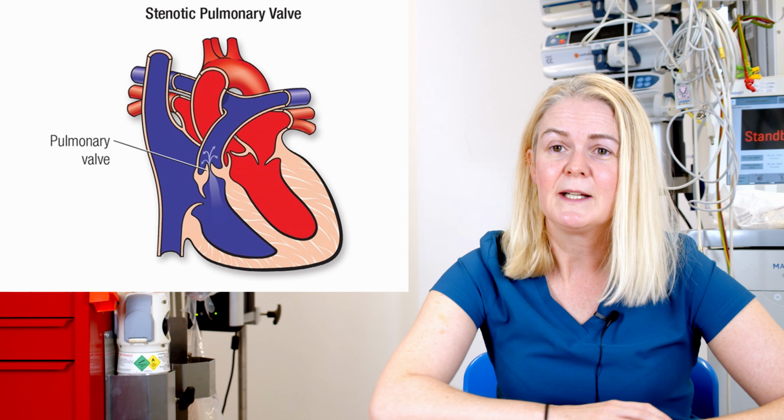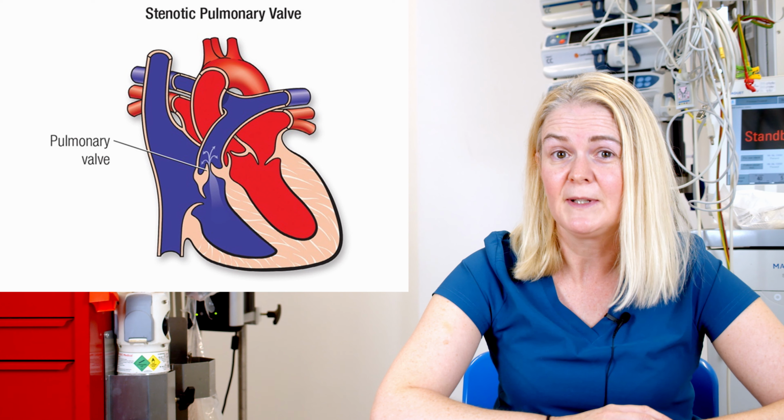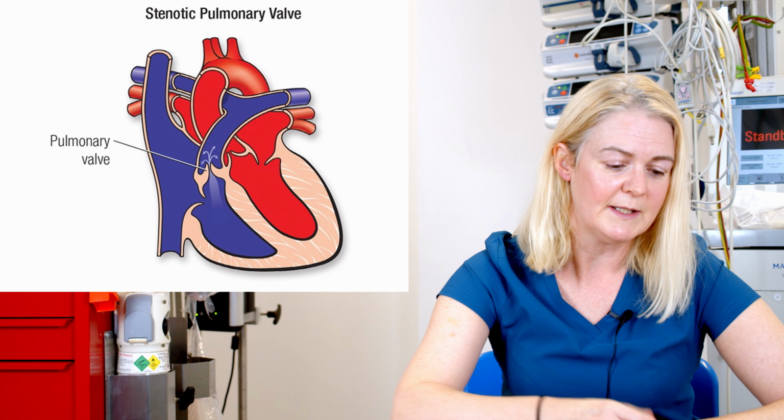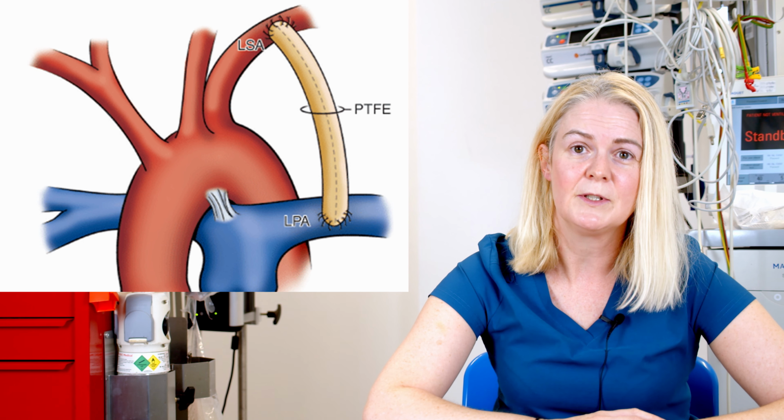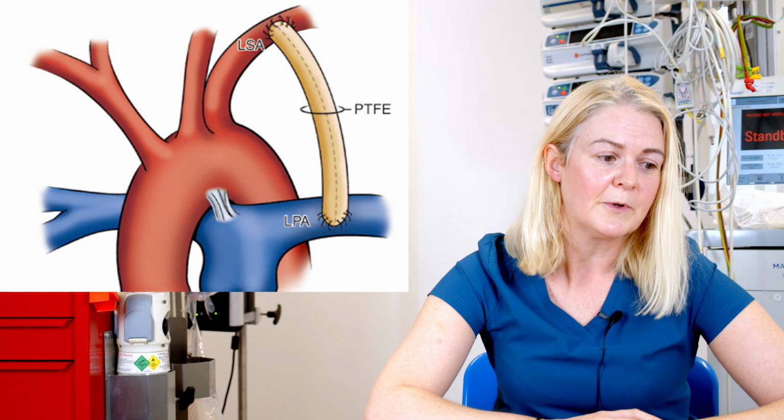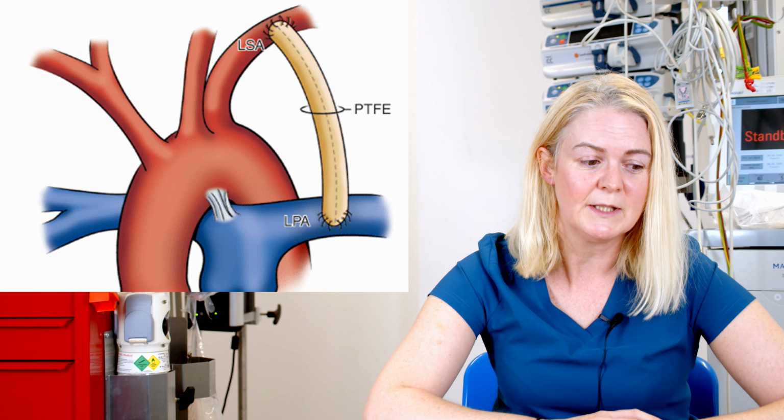So something like a stenotic pulmonary valve is the sort of lesion that may get a BT shunt these days. And again, just to remind you what a BT shunt does, it's just an artificial conduit from the left subclavian artery to the left PA.